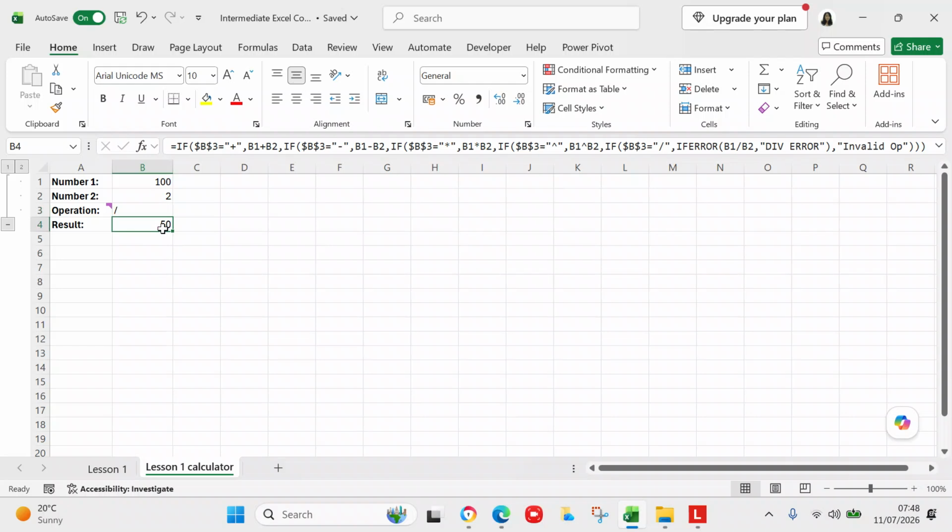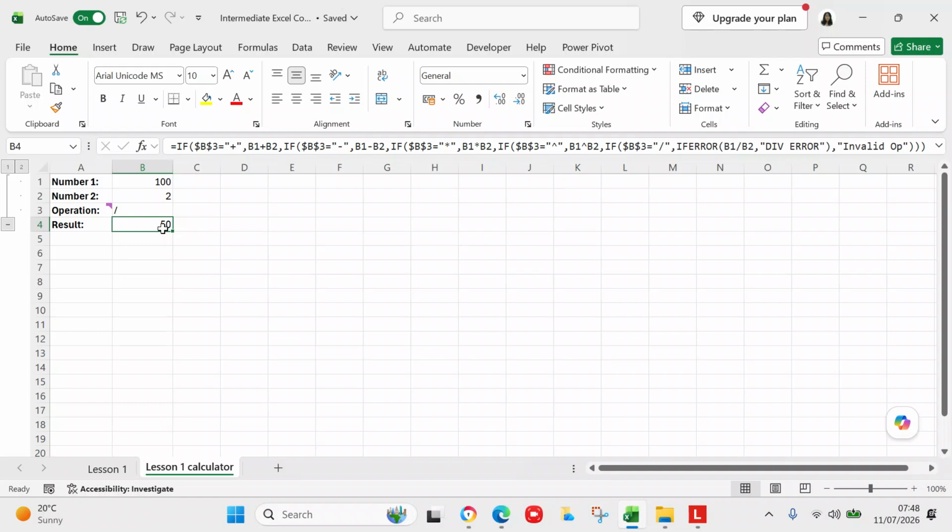And so basically what we've done is we've covered a lot of the things that we covered in the lesson, and we've also made a calculator. If you want to, you can try to recreate the calculator on your own, and you can always pause the video to get the function, get the formula in the cell.